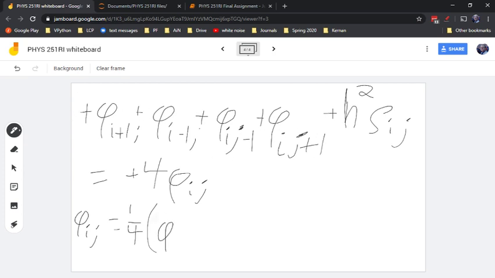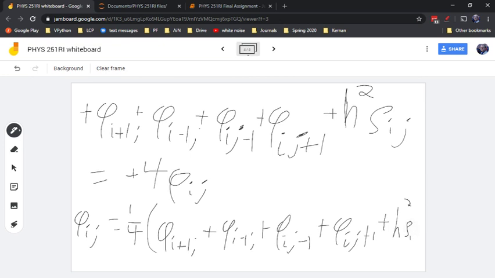I take phi to the right, phi i plus 1 j, plus phi to the left, phi i minus 1 j, plus phi below, phi ij minus 1, plus phi above, phi ij plus 1. And then we add to that, oops, I don't want to close parentheses yet, we add to that h squared rho ij. And that's it. That's how I get phi at any point ij.